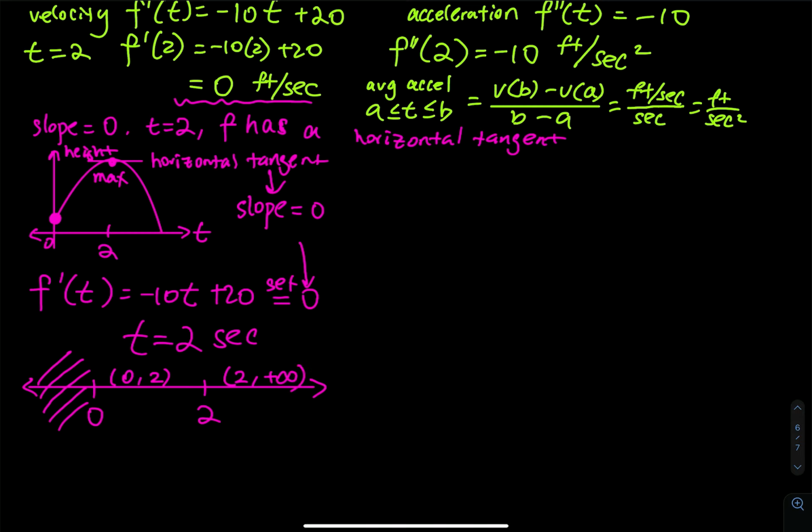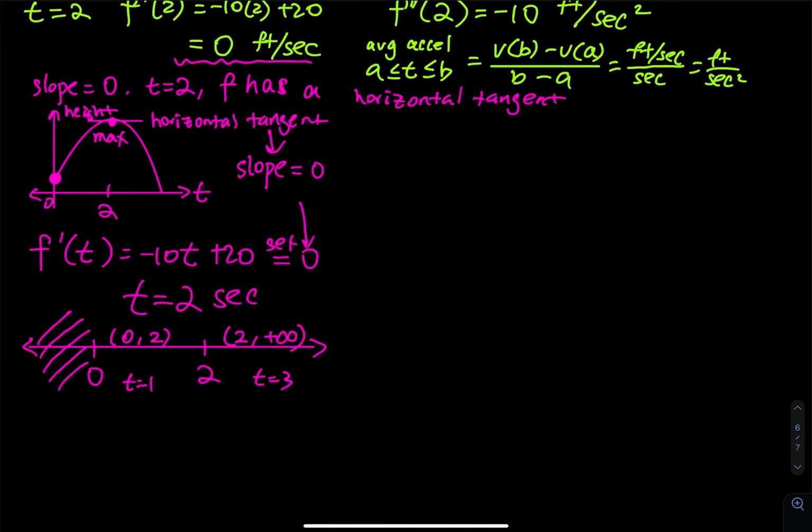All right, test value. Just grab a number within the interval. Pick something easy, like t equals 1, t equals 3. Or for the second interval, you can pick t equals 1 million. But when you plug in 1 million to the derivative, you get big numbers to handle. So when t equals 1, you have to find out what f prime of 1 is.